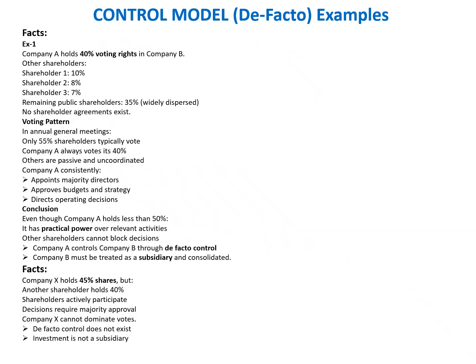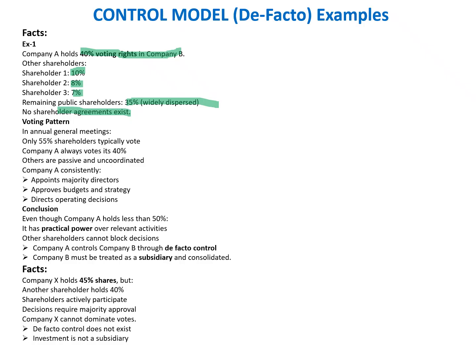Okay, now in this slide we'll touch base with a couple of examples to further understand how de facto control enables the entity to become the parent. So we have taken an example: company A holds 40% voting power in company B. Other shareholders: shareholder 1 holds 10%, shareholder 2 holds 8%, shareholder 3 holds 7%. The remaining public shareholders, 35%, are widely dispersed. No shareholder agreement exists.